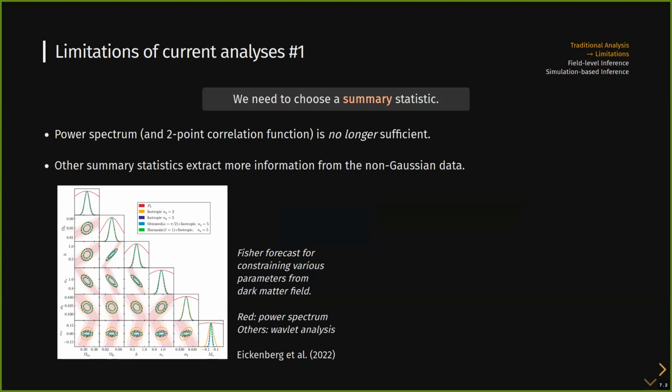And we know that there are other summary statistics out there which can extract more information from this non-Gaussian field. I'm showing here just one example of doing wavelet analysis on this 3D dark matter density field. The ellipses here in red are basically what the power spectrum would constrain the parameters to be. And the ellipses here in other different colors are different kinds of wavelet moments that you can use.